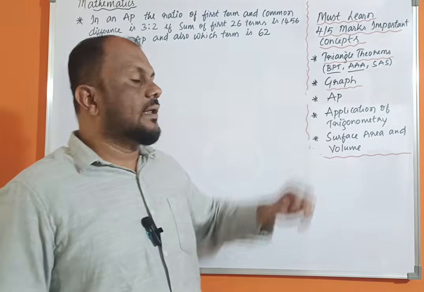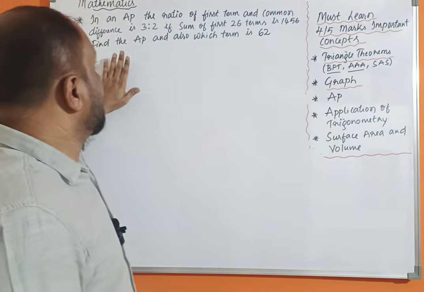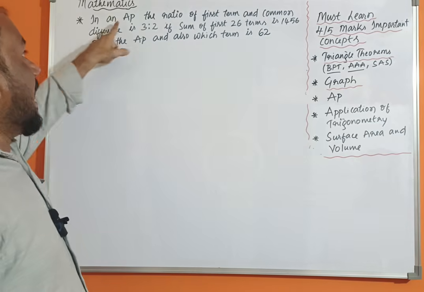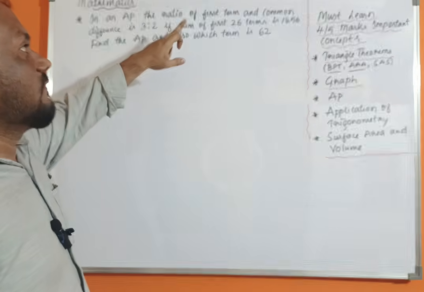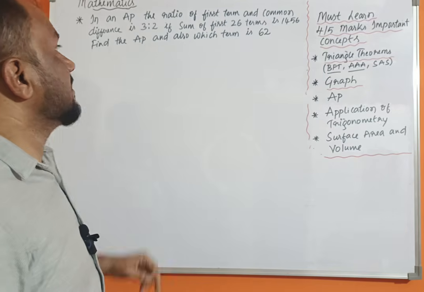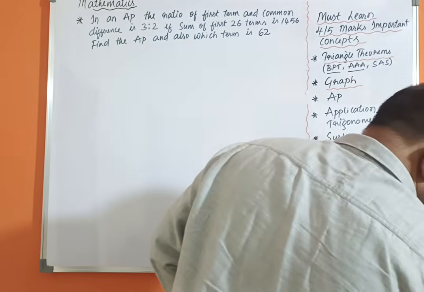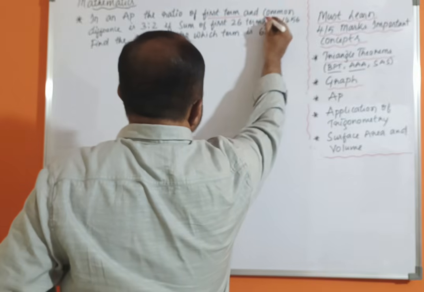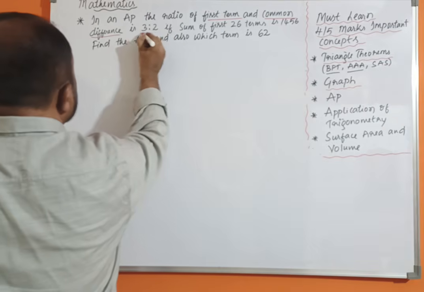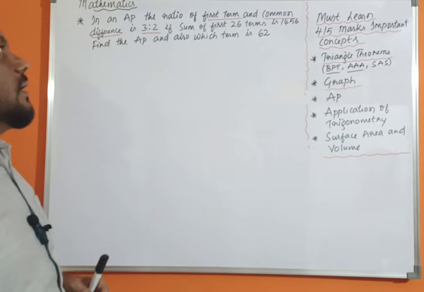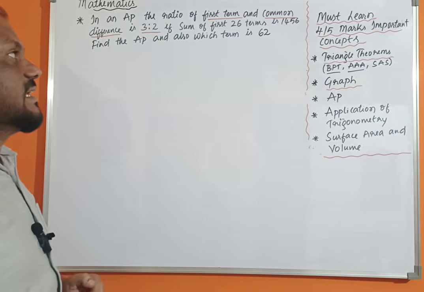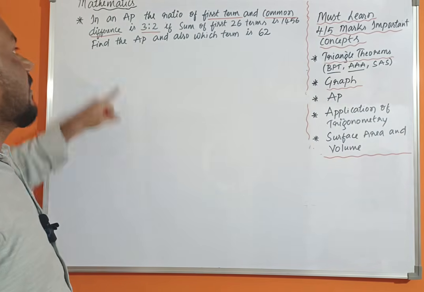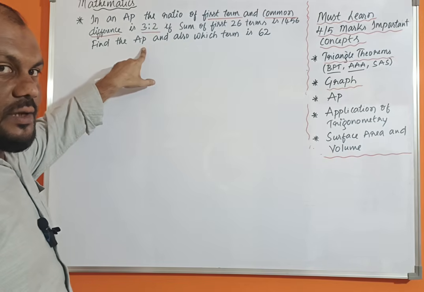Okay, let us revise one AP sum. The AP sum I am choosing is from your model paper. What is given here in an AP? Underline this: the ratio of the first term and common difference is 3 is to 2. If the sum of the first 26 terms is 1456, find the AP.